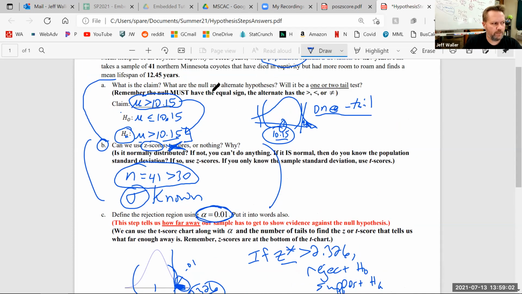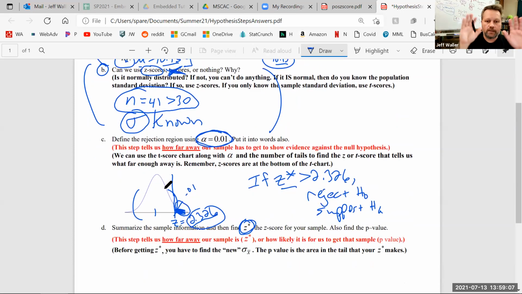So first step, what are we talking about? Second step, what can we use to talk about it? Now listen. Remember what I was saying? The sample, not only does the sample have to be different, it's got to be different enough. It's got to get into unusual territory, right? I really want that to make sense.